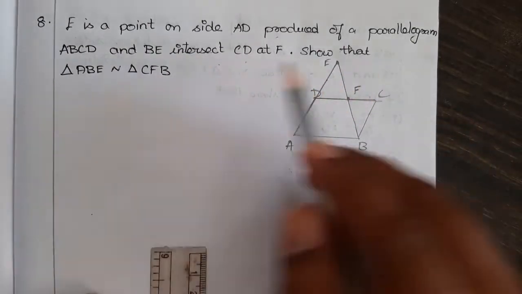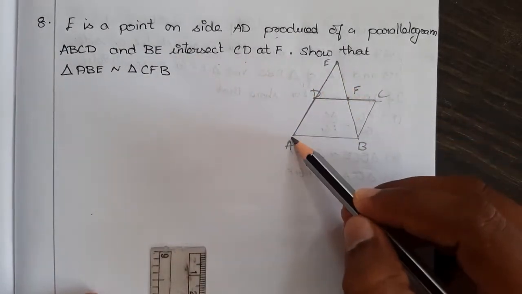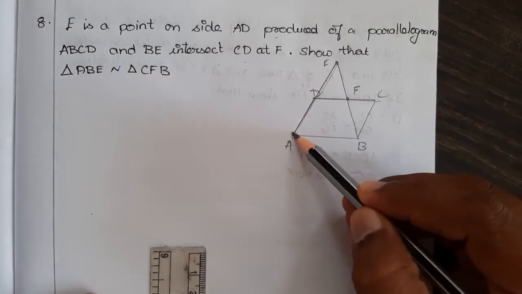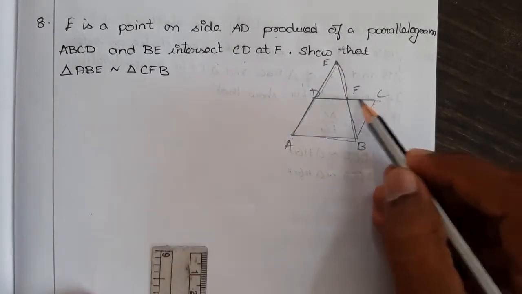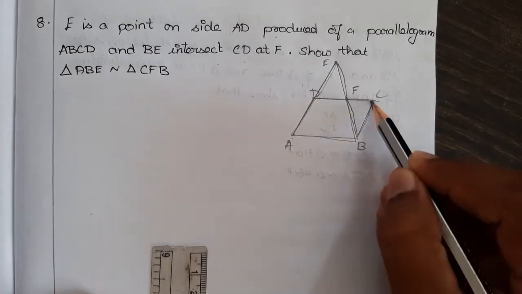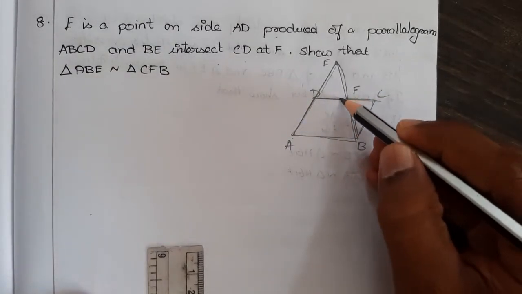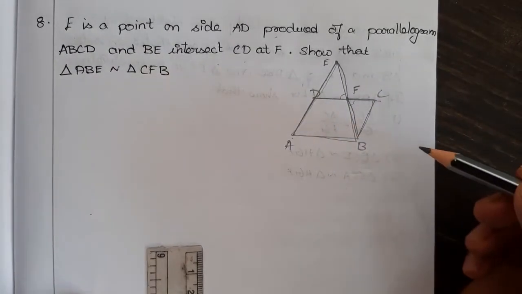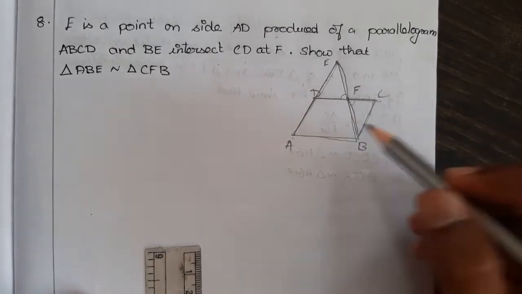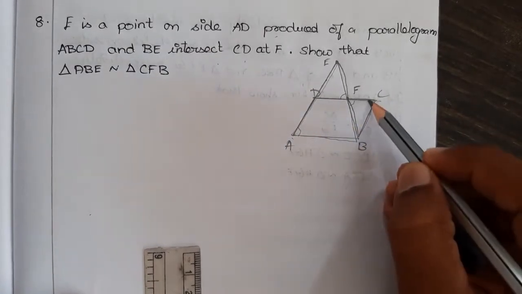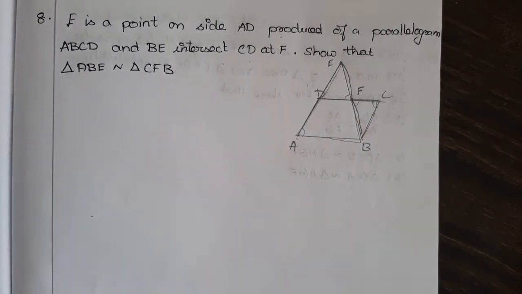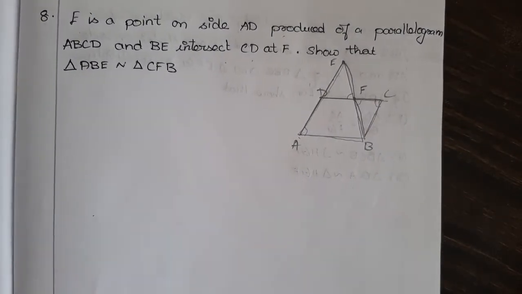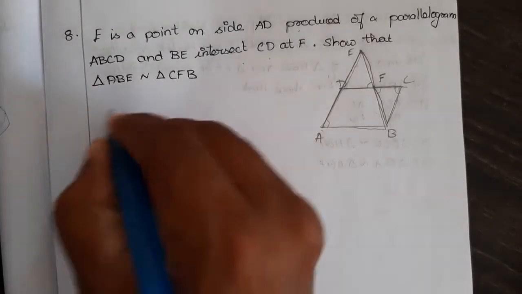Show that triangle ABE is similar to triangle CFB. So this is easy. The first thing we can say is these two angles are equal since they are vertically opposite angles, and another one is this angle and this angle are equal since opposite angles in a parallelogram are equal. So just by seeing the figure itself, we can explain.